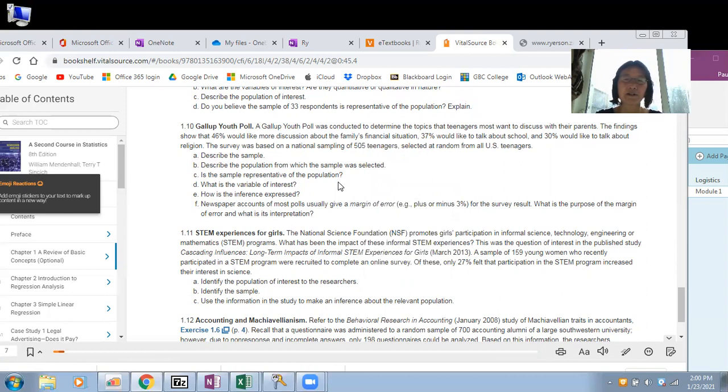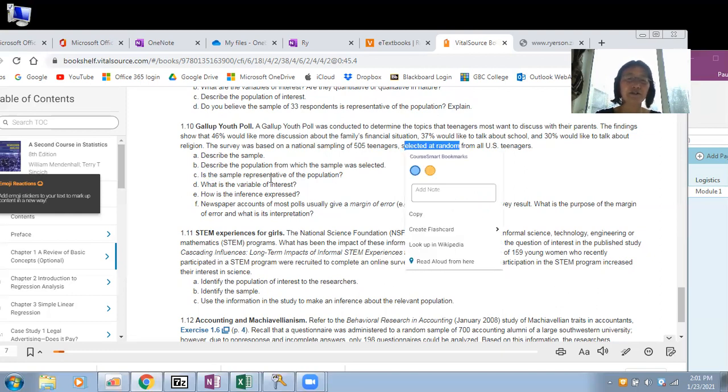Question C, is the sample representative of the population? Okay. And you have to see how the sample is selected. Okay. So the description said the sample is selected at random. If the sample is randomly selected, it is the representation of the population. So the answer is yes, it is representation of the population.